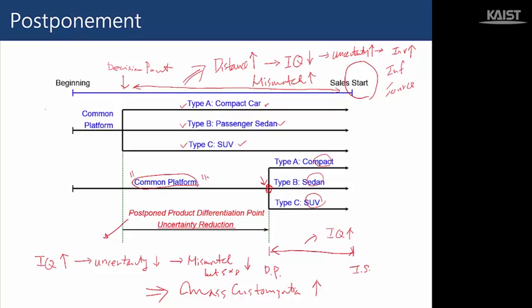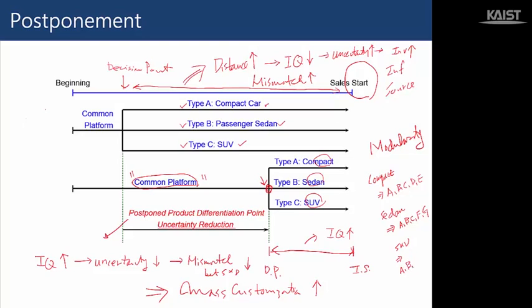For instance, now I have to define my compact car as consisting of 5 modules. Let's say modules A, B, C, D, E. And now I redefine my sedan as modules A, B, C, F, G. And SUV consists of modules A, B, C, H, I. So what's the big point here?